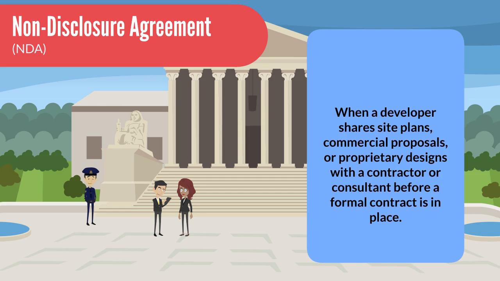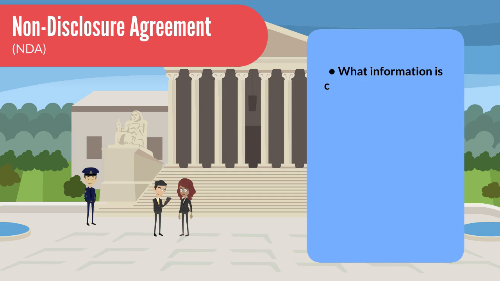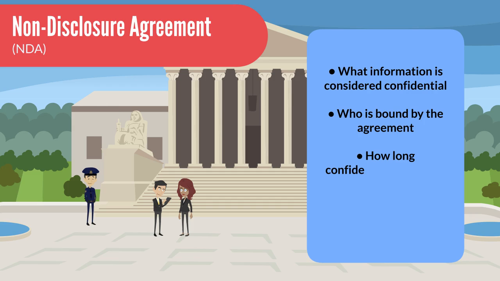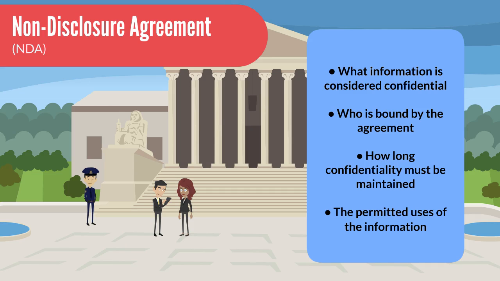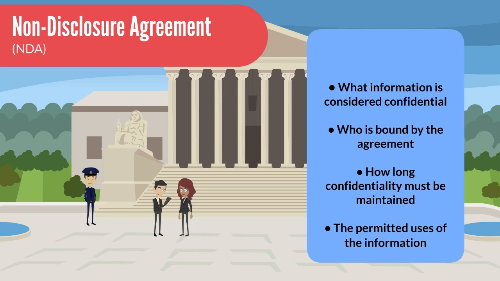An NDA sets out what information is considered confidential, who is bound by the agreement, how long confidentiality must be maintained, and the permitted use of the information. NDAs can be unilateral, where one party is disclosing information, bilateral, where both parties are sharing confidential data, or multilateral, where more than two parties are involved. In construction, bilateral NDAs are common when two firms explore a joint venture or collaborative bid.